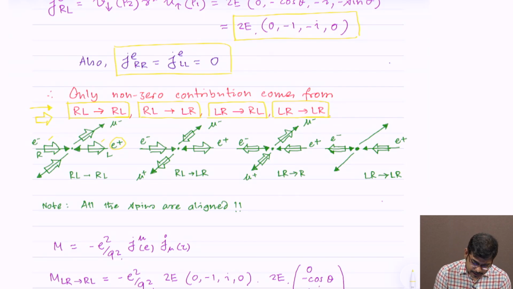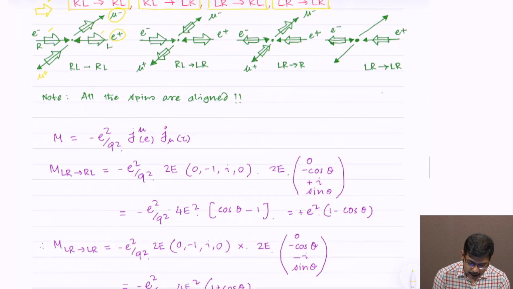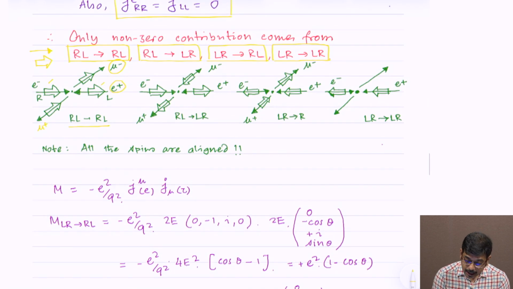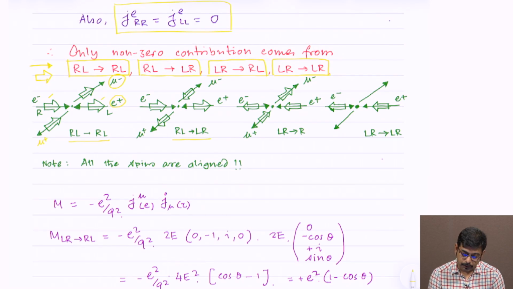Okay, so this is the RL configuration, and similarly the RL configuration for the final state mu minus and mu plus which are being produced. So this is mu plus, for which this is left-handed. So the spin and the momenta are in opposite direction. So this is the RL to RL. Similarly, you have RL to LR, right? So the initial state electron positron configurations remain the same, but for muon and anti-muon the spin projections are being flipped.